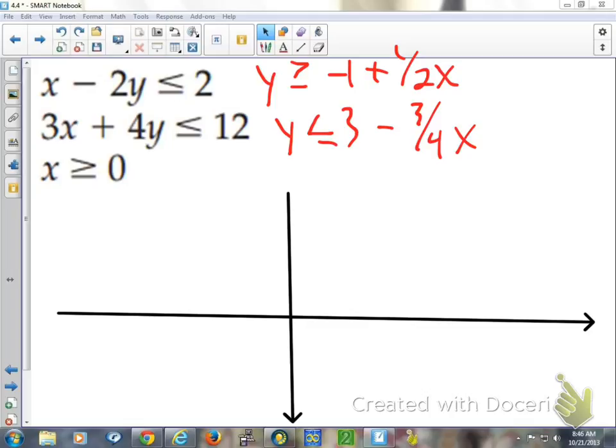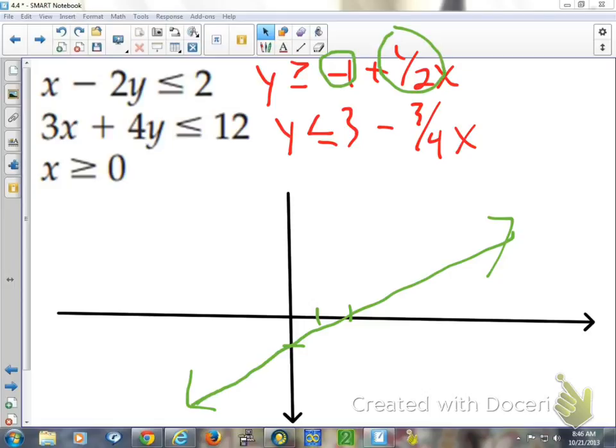First one, y-intercept is -1. Slope is 1/2, up 1 over 2. Connect those dots with a solid line. Next one, which I will do in blue. Y-intercept of 3. Slope of -3/4, down 3 over 4.